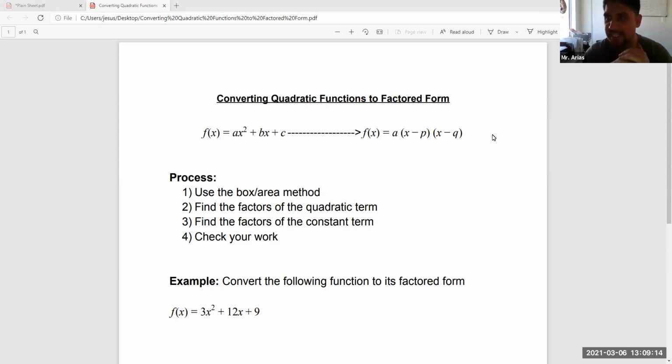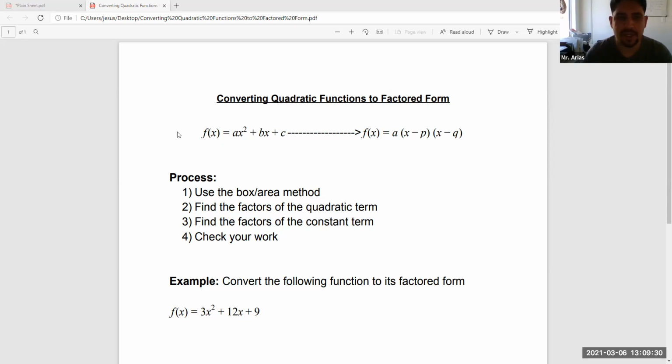This is Mr. Arias, and in today's video, we're going to explain how to convert the quadratic function into factor form. Now, just so you know, the context of these problems are going to be questions in which you have a quadratic function initially that is in standard form.